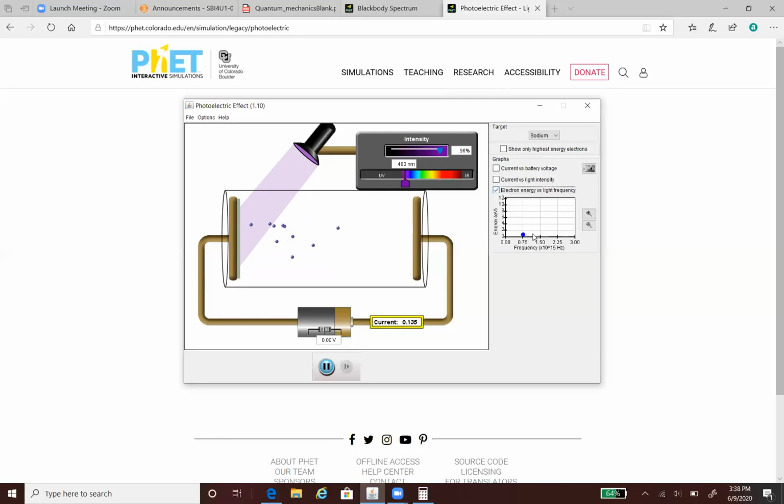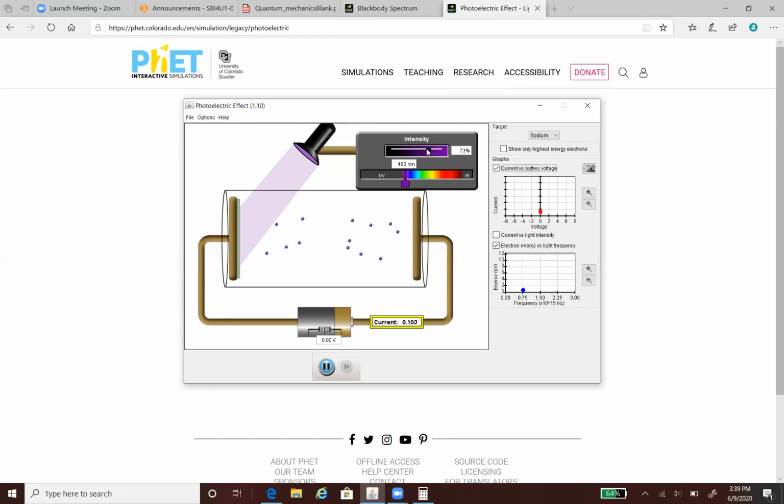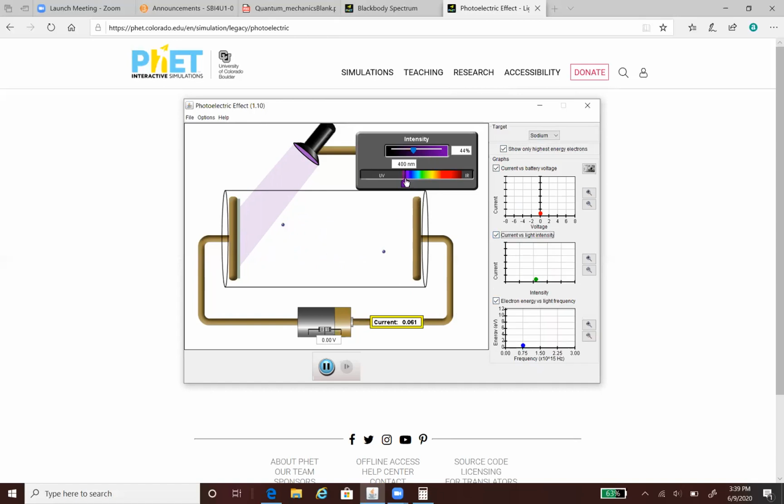In fact, if I put up a graph here, which might be a little hard for you to see, where I play around with the intensity, nothing happens on the graph. Okay, now watch what happens when I change the frequency.